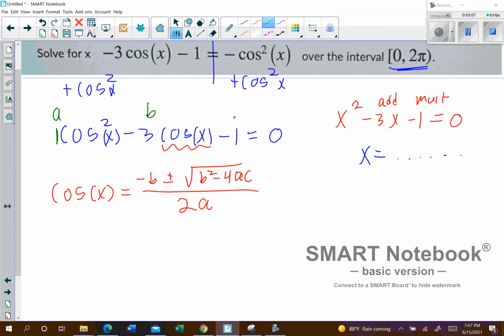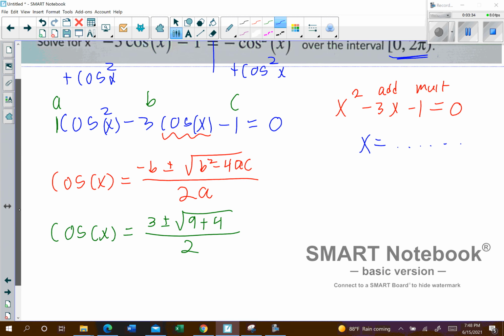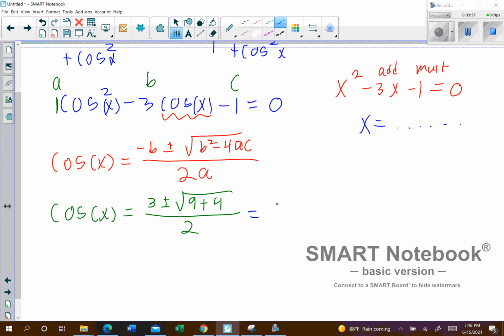So that will be my a, b, and c. Cosine of x equals -(-3), so +3, plus or minus the square root. -3 squared is going to become 9, minus 4 times a times c, so that's actually going to become a +4 right there. And then all divided by 2 times 1, which is 2. I'll do this part quickly since I know you've got this already. So 3 plus or minus the square root of 13, over 2.